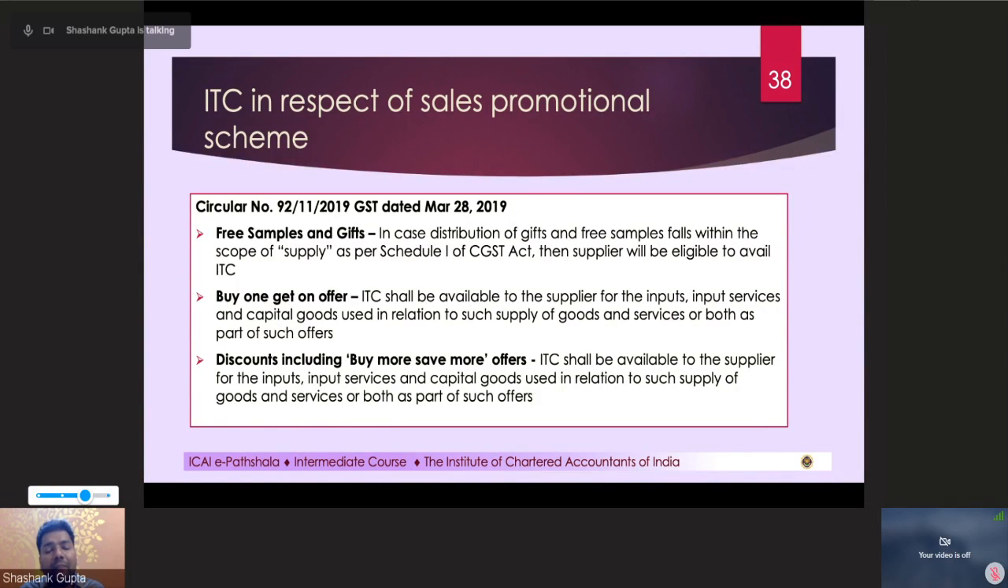Discounts, including buy more save more offers, we have already discussed. If the conditions of section 15 subsection 3 are complied with, then of course the entire credit shall be available and the benefit can be passed on ahead also, provided all the conditions are satisfied.